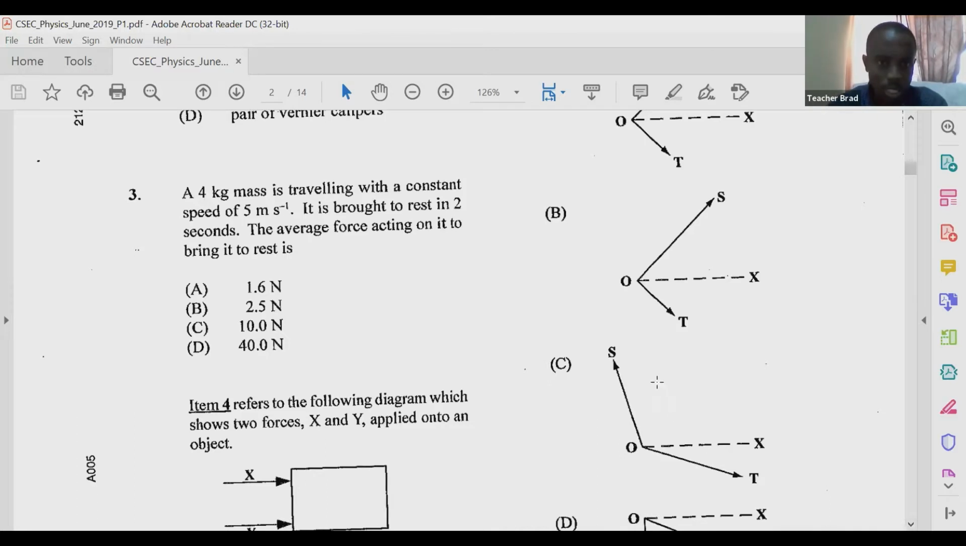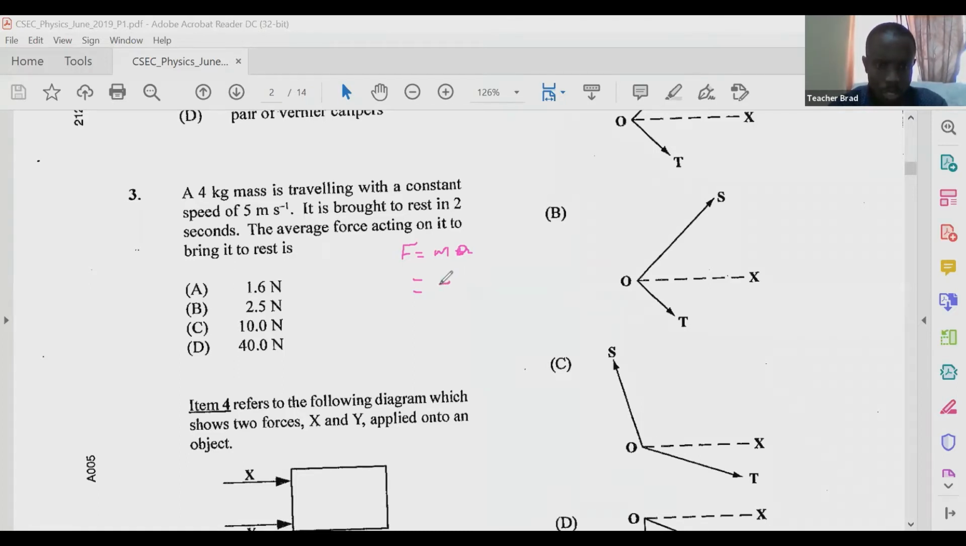And so to determine the force that will be needed to bring it to rest, we can use Newton's second law, which tells us that the force is equivalent to the mass times the acceleration. And so we could just use that. We know what the acceleration is, the change in the velocity over the time. So we could just put that in.